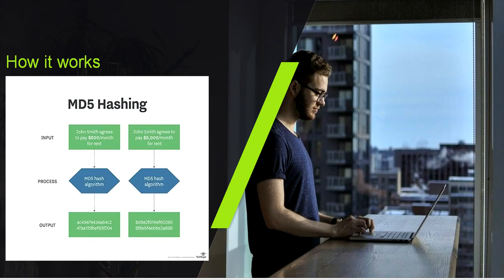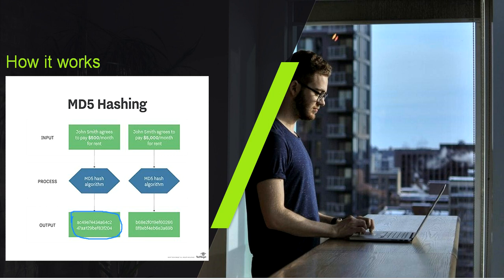Now, how does it work? It works by taking an input of any length, as I told you. The input could be of variable length. So you can see in this typical example, we have a file or an input where it reads John Smith agrees to pay $500 per month for rent. So for this, MD5 checksum is applied, and it produces an output of 128-bit fixed length, which consists of both numbers as well as characters.